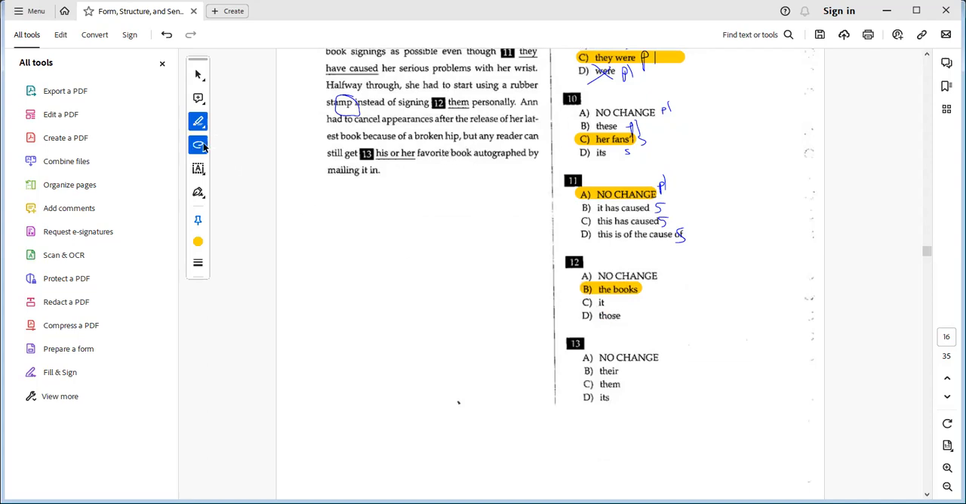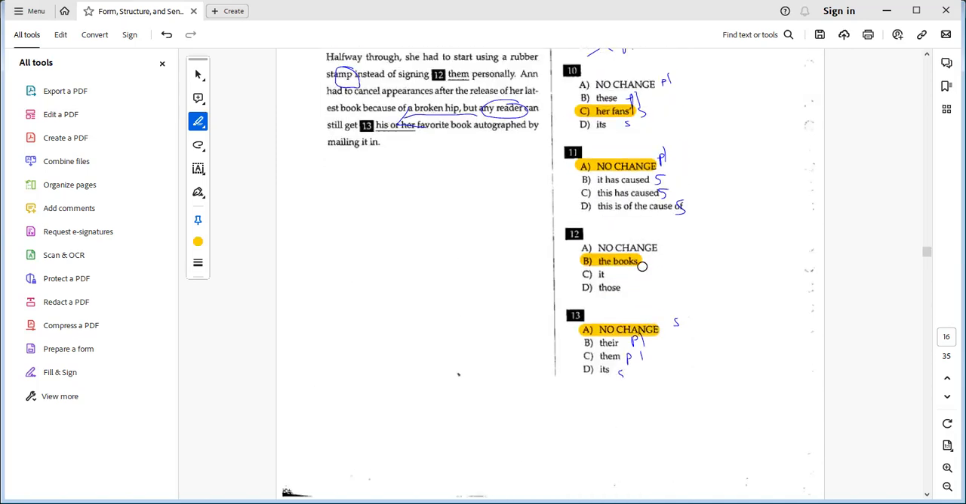13. Here he said, we have here "his or her" singular, "their" plural, "them" plural, "it" singular. So let's find which one. He said here, Anne had to cancel appearances after the release of her latest book because of a broken hip. But any reader can still get favorite book. We're talking about Anne. So again, Anne had to cancel appearances after the release of her latest book because of a broken hip. But any reader, we're talking about the reader. So it must be "his or her." Okay. Keep now the verbs.